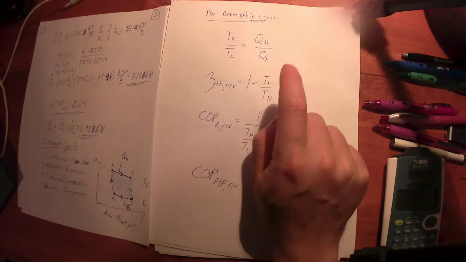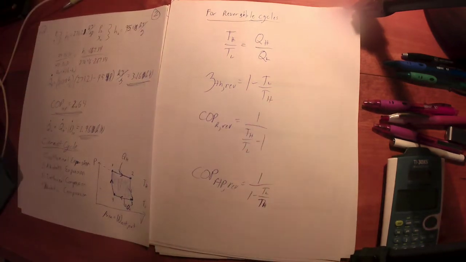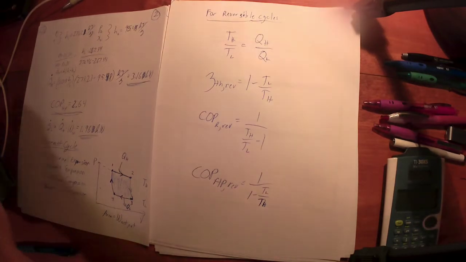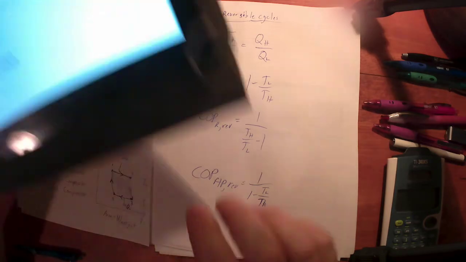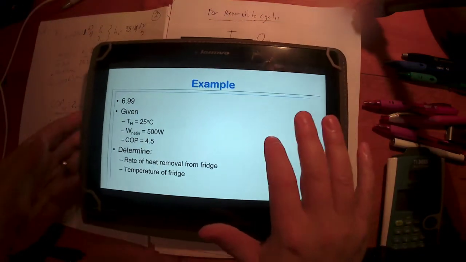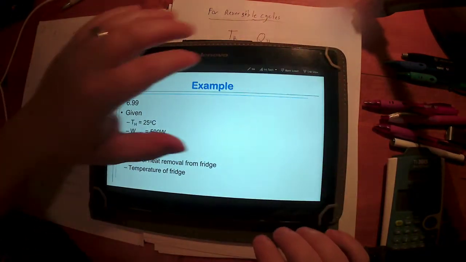Now, these are all still equal to the output over input: what you want divided by what you have to do to get it. A Carnot cycle, by definition, is reversible. Got an example here. Let's look at it.